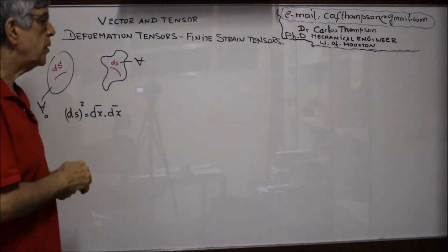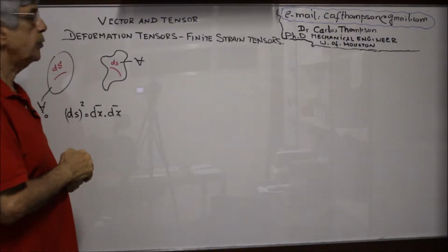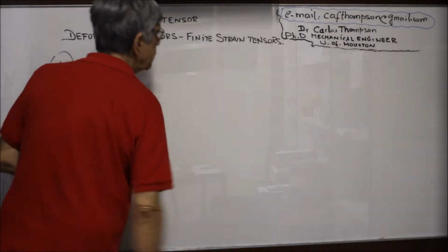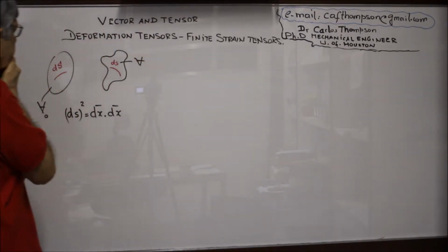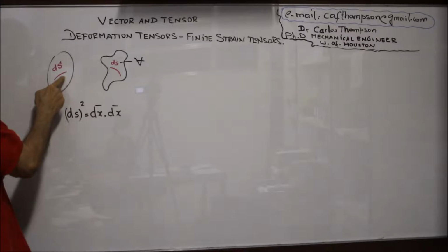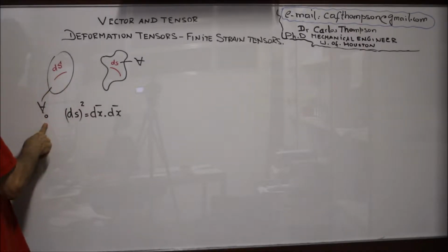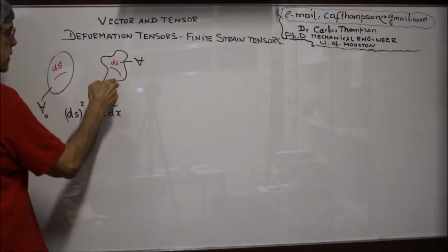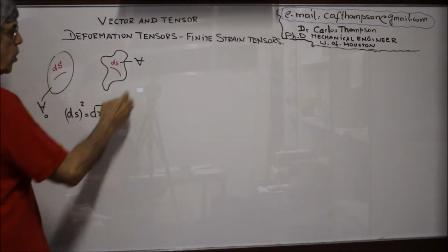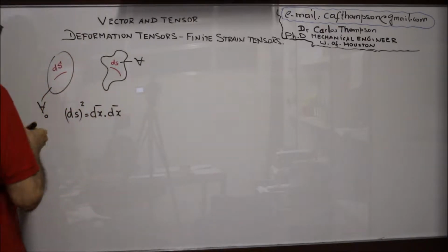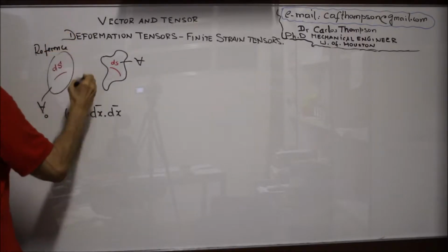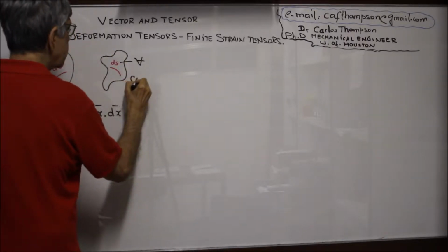In this lecture, we are going to demonstrate deformation tensors and finite strain tensors. This is ds belonging to the reference or undeformed configuration. This is ds in the deformed configuration or current configuration. So this is the reference configuration, and this is the current configuration.